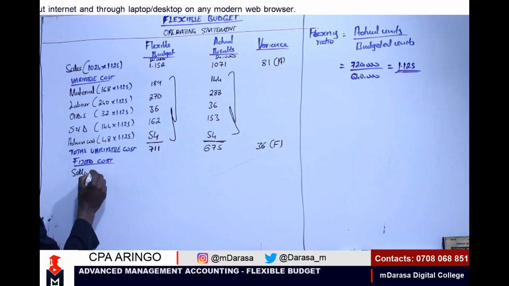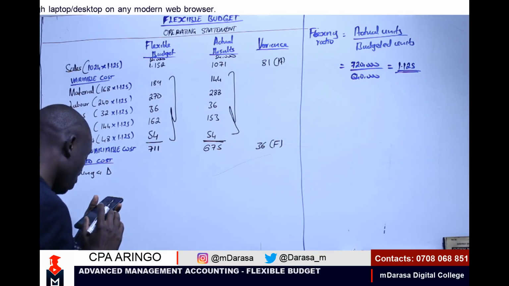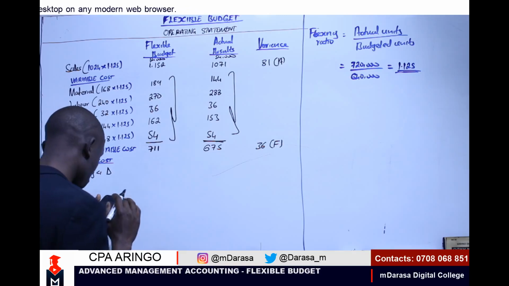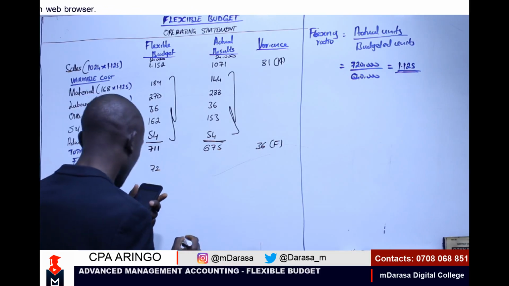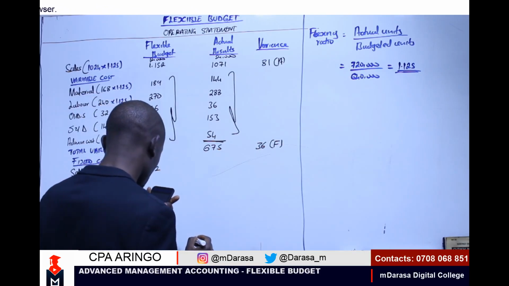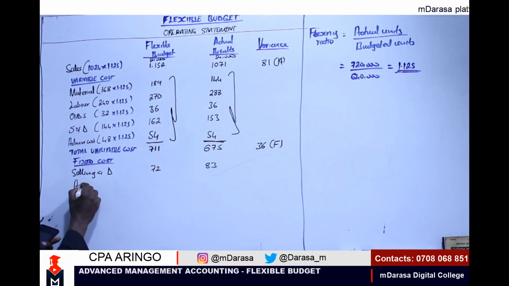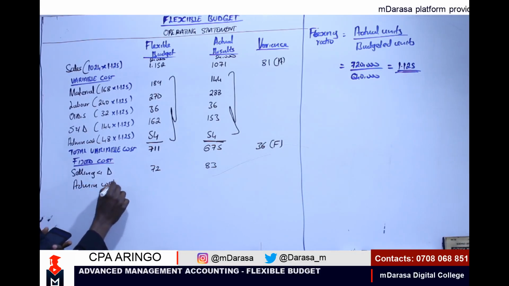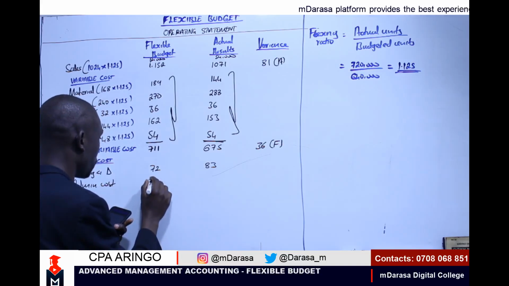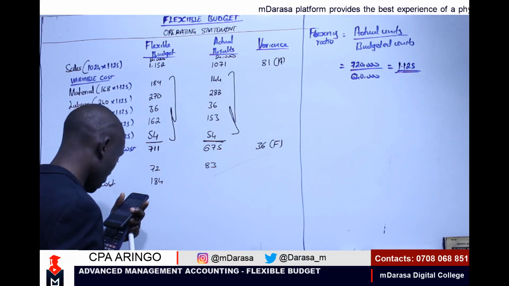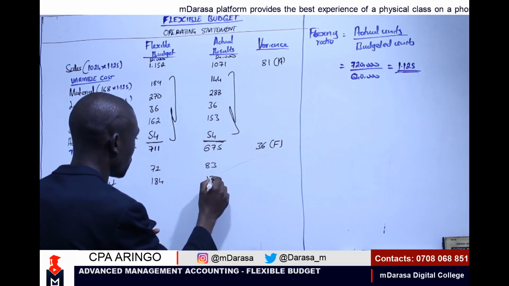Selling and distribution cost. I was given a figure of how much for fixed? I was given 72. The aspect of actual fixed, I was given how much? 83. Admin costs. I'm given admin costs, a figure of how much? That should be 184. And on the other case, we do have 176.